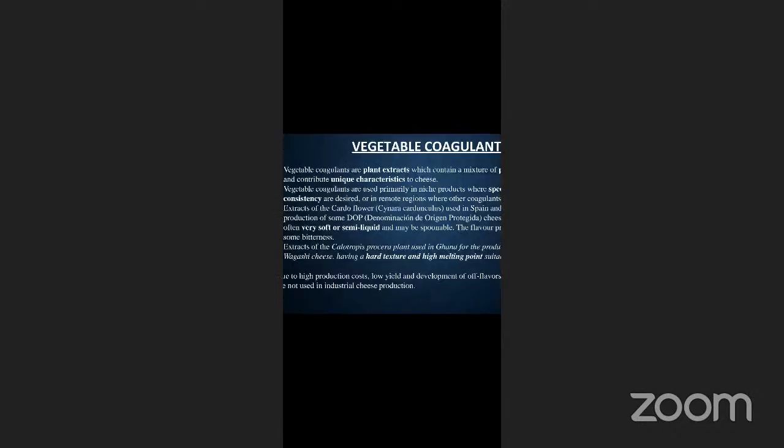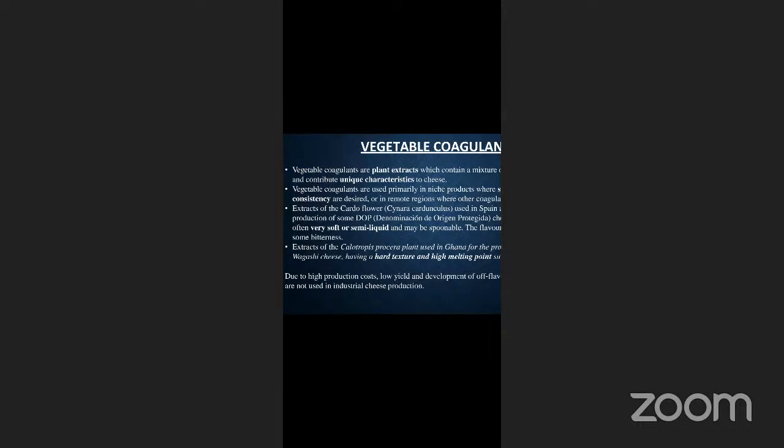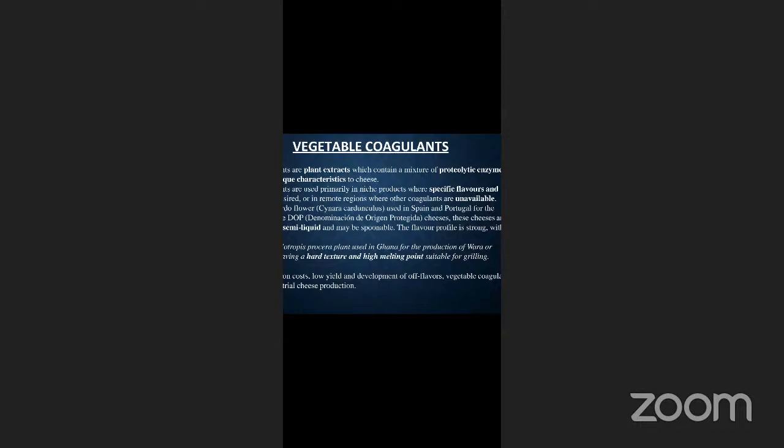Okay. So to get that flavor, we have to use extracts of cardoon. And then extracts of Calotropis procera. This is another plant which is used in Ghana. It is used in the production of Wara or Wagashi cheese. This is another type of cheese. It will be hard in texture and have a high melting point. It is suitable for grilling. So usually we grill foods, so this is also used for grilling.